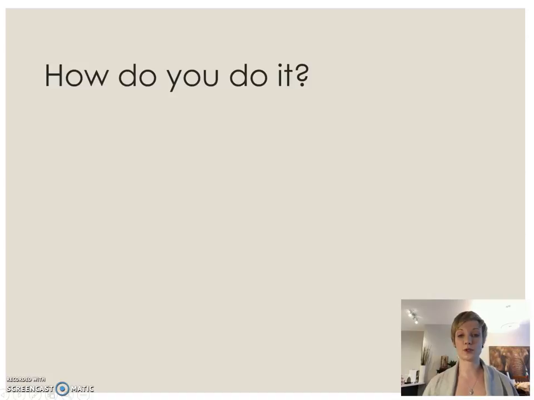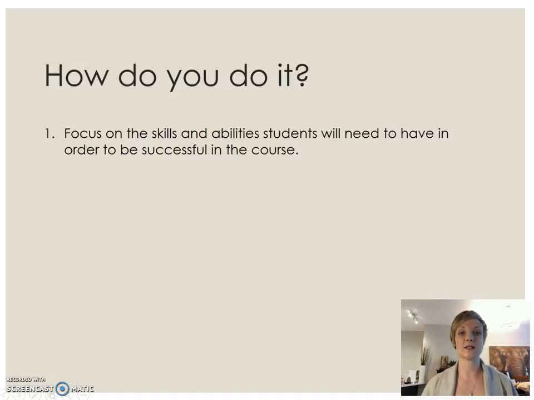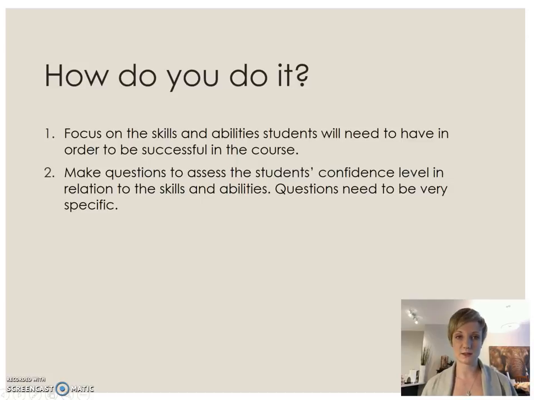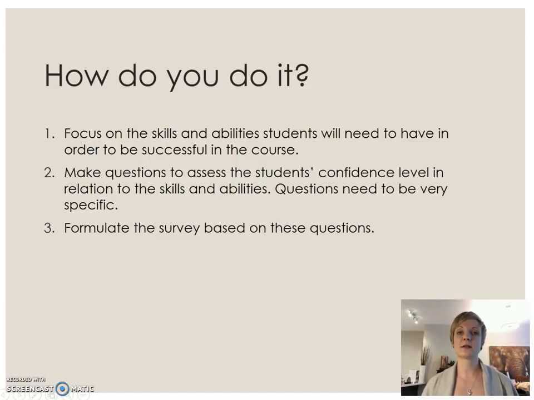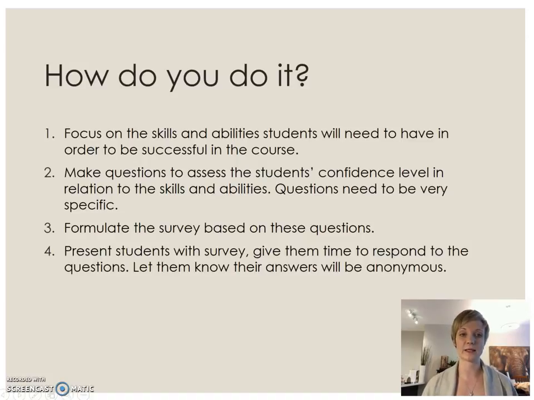So how you would go about doing this classroom assessment is you need to focus on skills and abilities that your students are going to need to have to be successful in the course. Once you've determined what those skills and abilities are, you are going to formulate questions that are very specifically related back to those skills and abilities. You'll take these questions and use them to be your survey. So you will place them in a document or table of some form and give the students a rating guide in which they can display how confident they are about that specific skill or ability.